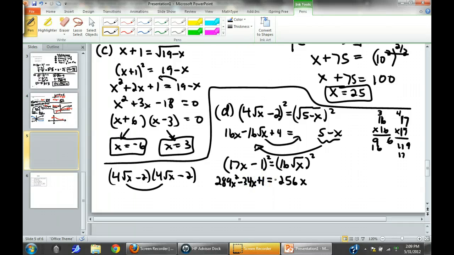Wow. Alright, almost done. 289x squared. We need to subtract this over. Is that 300? No, 8. That's minus 290x plus a 1 equals 0.